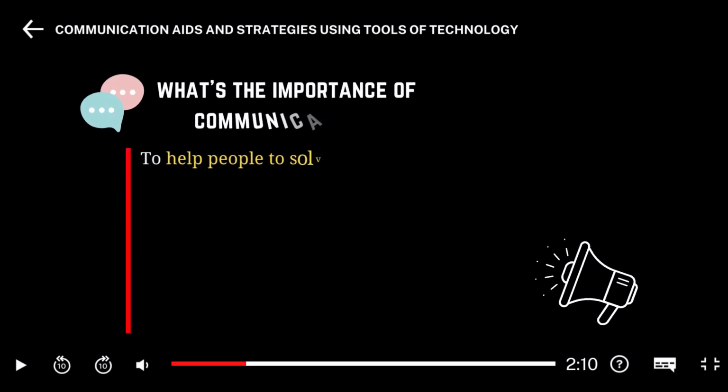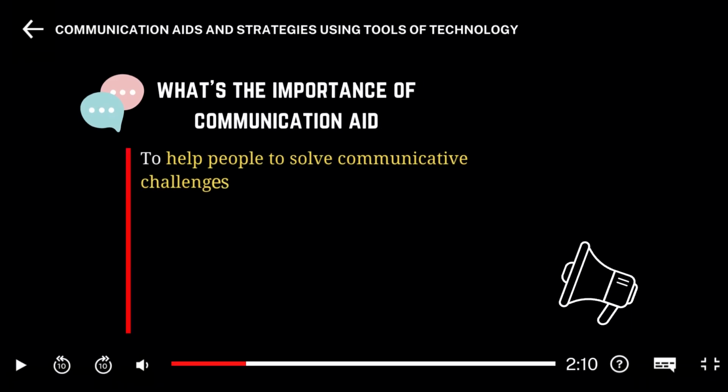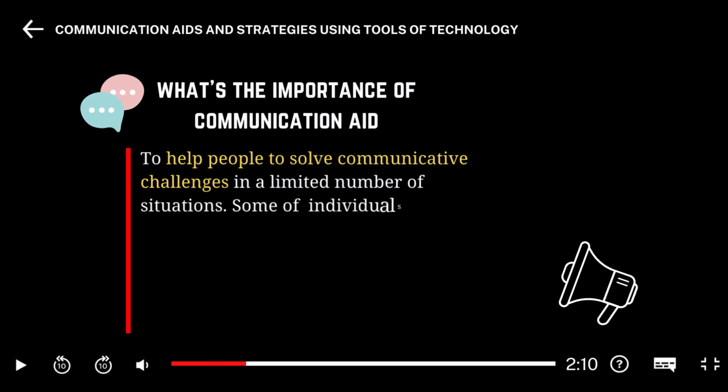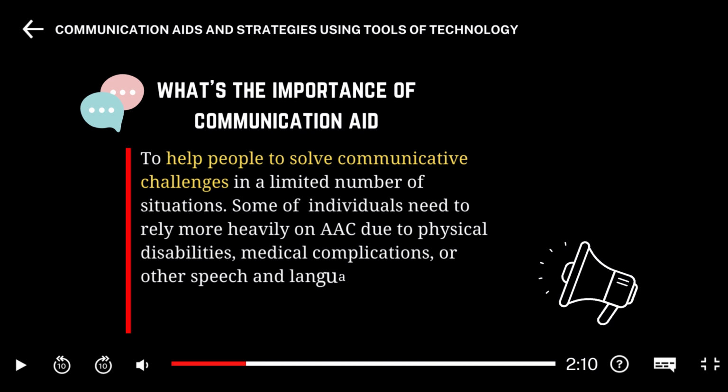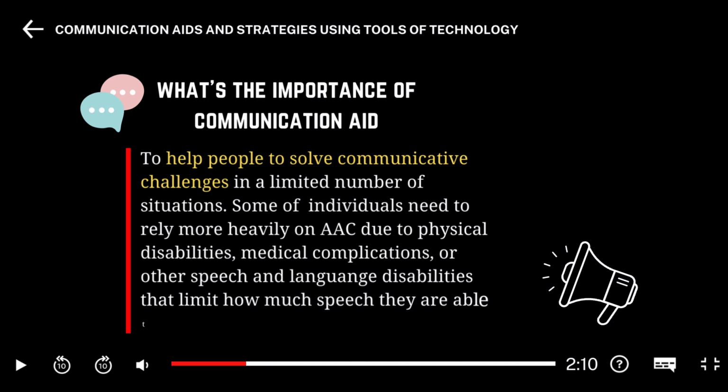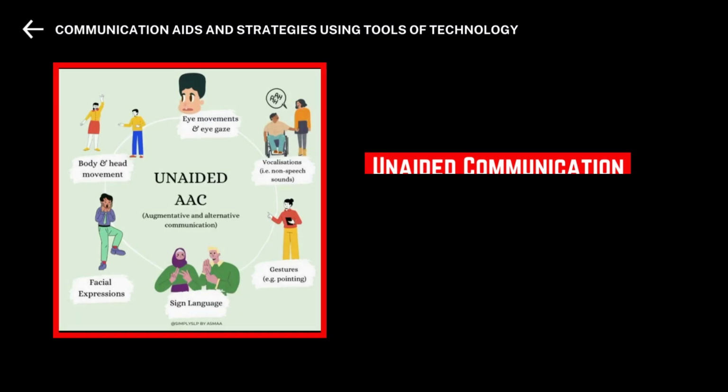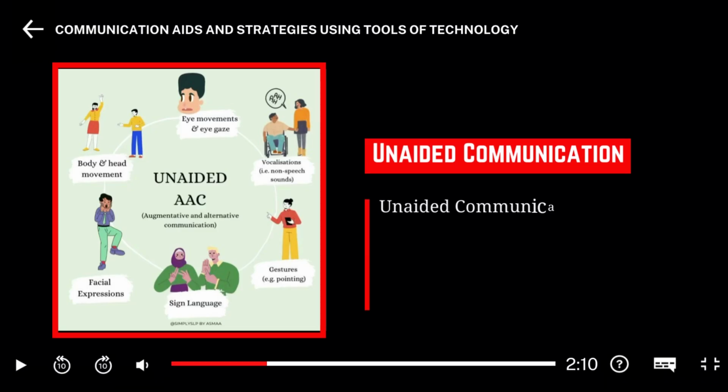Now, let me tell you the importance of communication aid. The importance of communication aid is to help people to solve communicative challenges in a limited number of situations. Some individuals need to rely more heavily on AAC due to physical disabilities, medical complications, or other speech and language disabilities that limit how much speech they are able to produce. So there are two types of AAC.